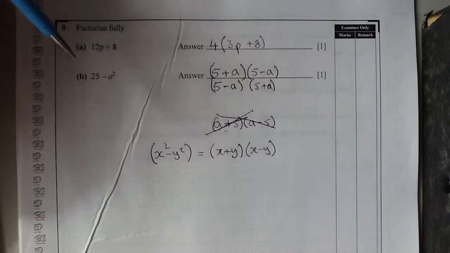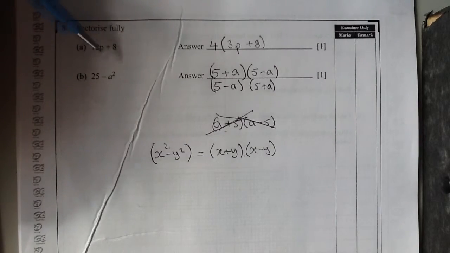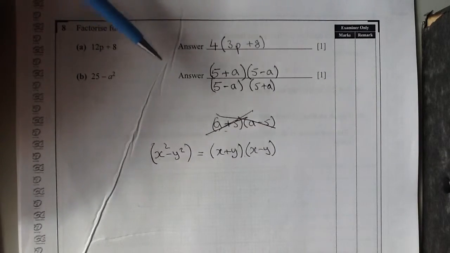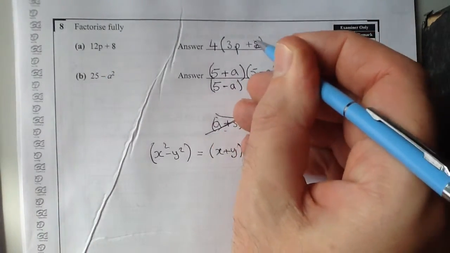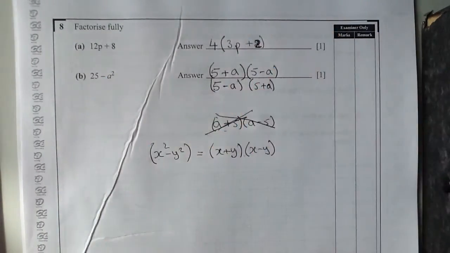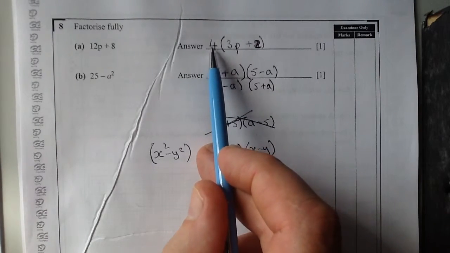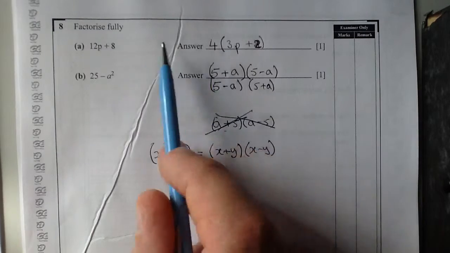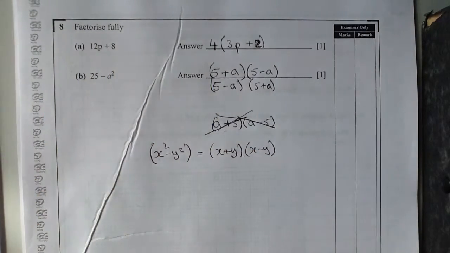So we open our brackets, and then we say to ourselves, what would I multiply 4 by to give me 12p? 3p. What would I multiply 4 by to give me 8? And of course the answer is 2. 4 2s are 8. Now, most people, if they're going to go wrong in this question, they'll take out a factor of 2. And while 2 is a factor, it's not the highest common factor, so you won't have fully factorised it.